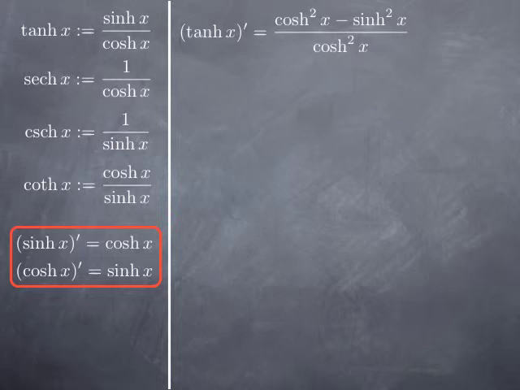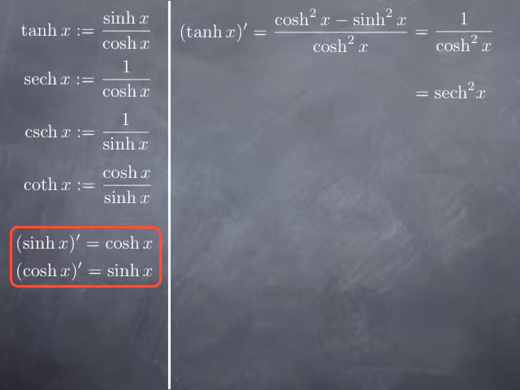Because of the identity we've seen, telling us that the point of coordinates hyperbolic cosine t, hyperbolic sine t lives on the standard hyperbola, we obtain 1 at the top. In other words, what we obtain is 1 over hyperbolic cosine squared, which we can write as just hyperbolic secant squared x. So we get really an analog of the formula for the derivative of the regular tangent.